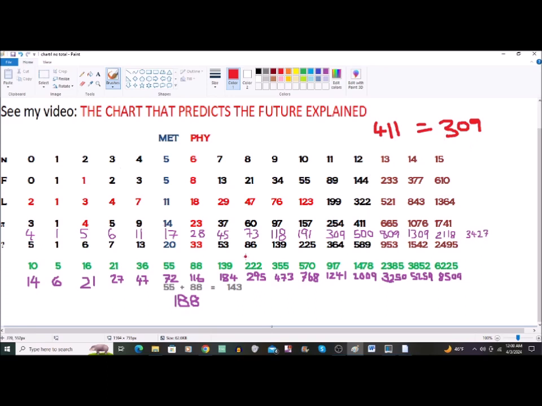Okay, now if we do a second cross-reference, we can see that 411 actually occurs in the chart as well. And 411 in the chart now is a cross-reference with 12 and 3. So with 12 and 3, we can write it either like this, 1, 2, 3.